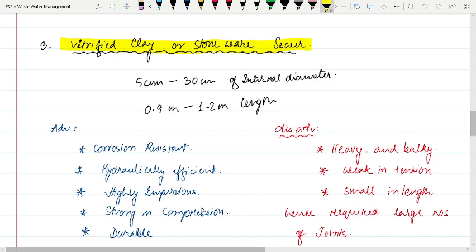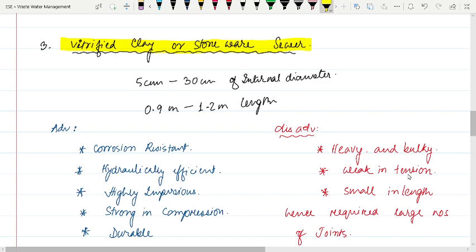Strong in compression, so it can be laid underground and take compressive load. And it is durable. Obviously those are made up of stone and vitrified clay, so they are generally durable. Again, disadvantages: they are heavy and bulky. Obviously they are made very thick so that they can take the load.